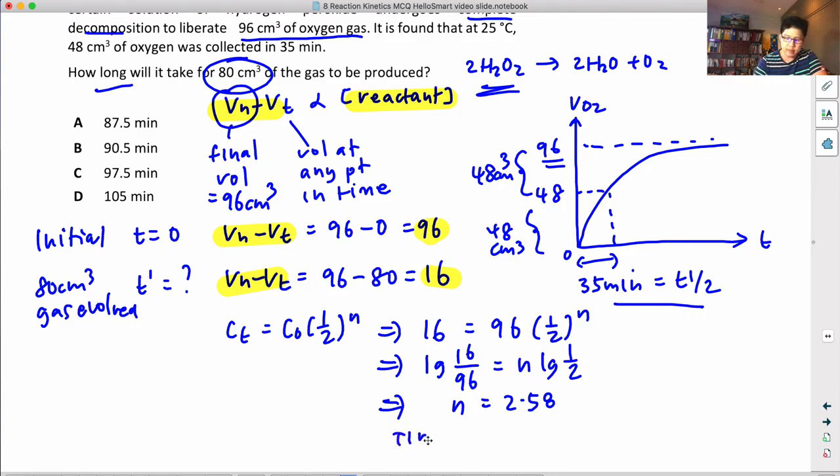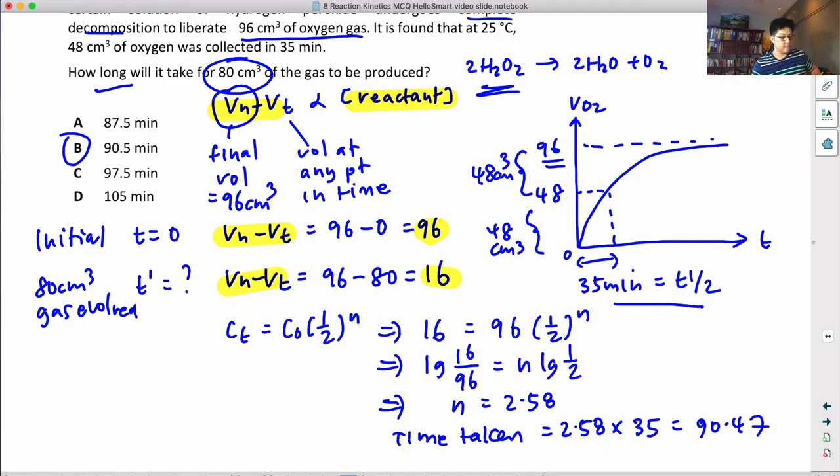So the time taken for 80 cm³ of gas to be evolved must be 2.58 multiplied by 35. And that will give you a value of about 90.47, which I'm going to put as B as the answer.